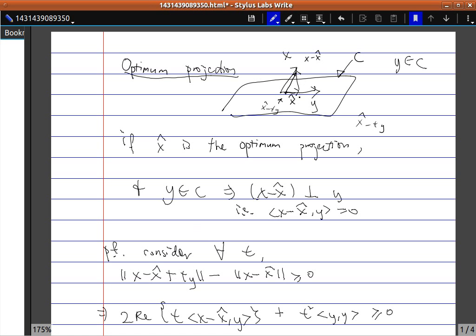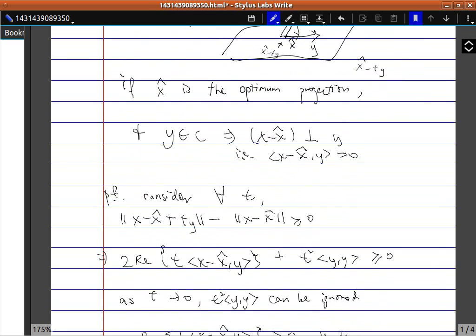Now, because x hat is optimum, we expect that this new error will be bigger than the original error, therefore the difference will be bigger than or equal to 0. If we expand this term, the norm is just the inner product. So x minus x hat plus ty with x minus x hat plus ty, and similarly this is x minus x hat with x minus x hat.